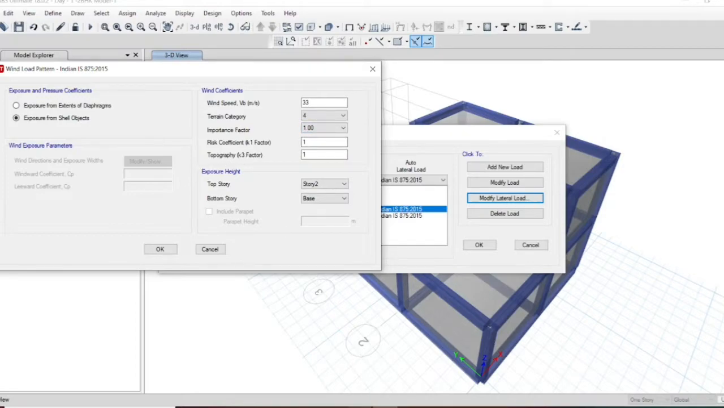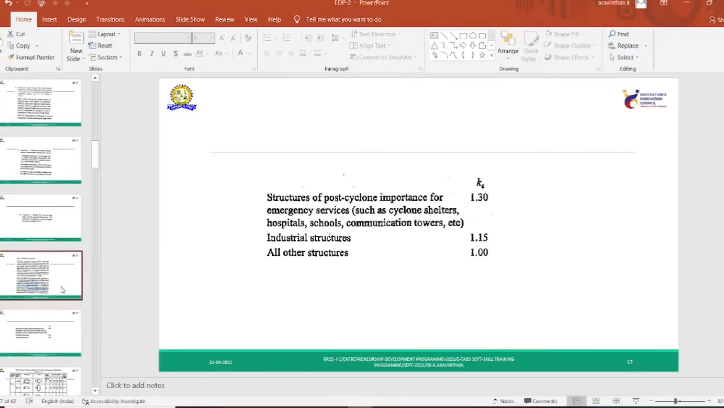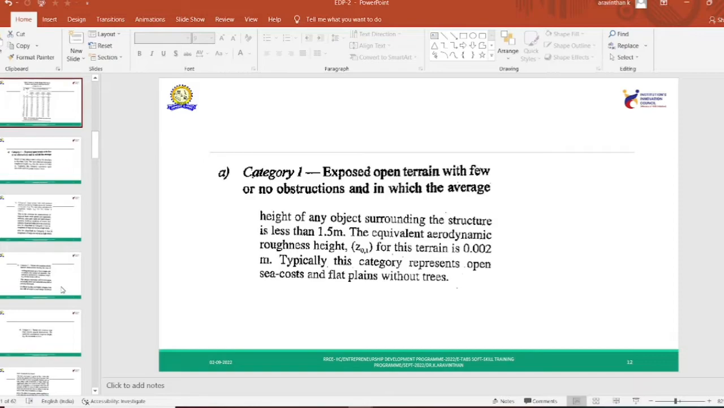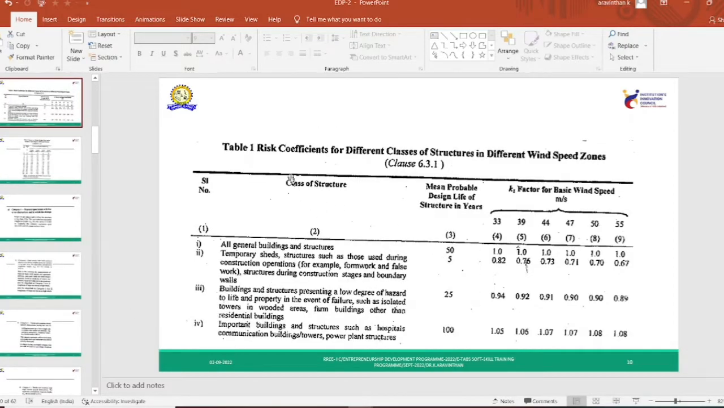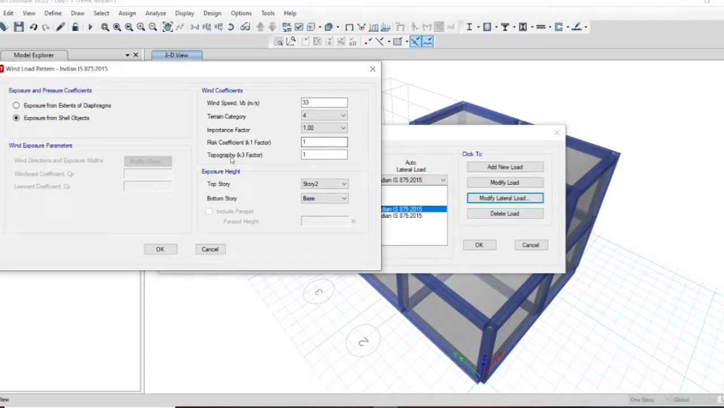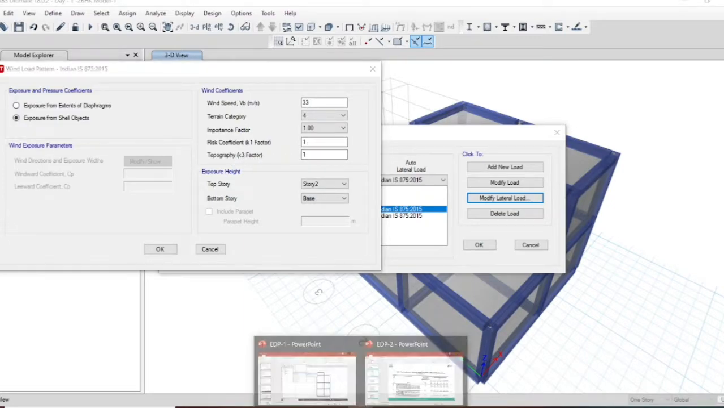Risk coefficient K1. How to use risk coefficient? K1, risk coefficient. Which kind of building we are using? All general buildings which will have a life of 50 years. These are all temporary sheds and farm buildings, power plants, as examples. And if you need a lifetime of 50 years or 100 years, you have to choose your lifetime, and for 33 km per hour, your K1 is 1. So let us select K1 also as 1, and topography factor, let us select K3.